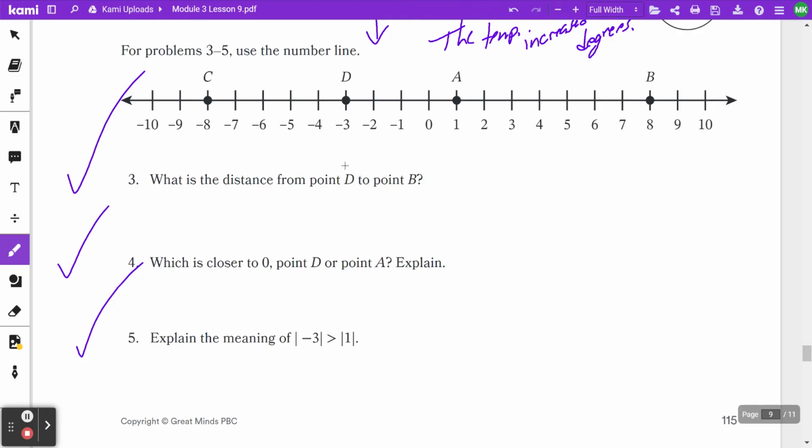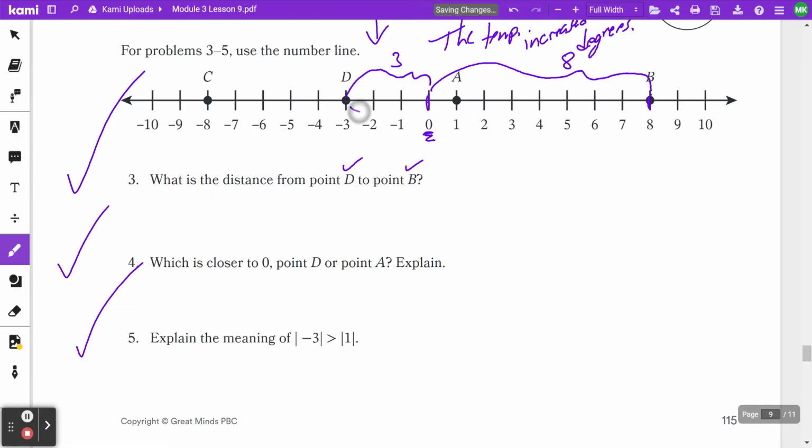So what is the distance from point D to point B? Very similar, right? So I want to take that distance from 0. It's all about that 0, right? So boom, distance from 0. 0 is the key. So -3 to 0 is clearly a distance of 3. And from 0 all the way over to 8 is a distance of 8.